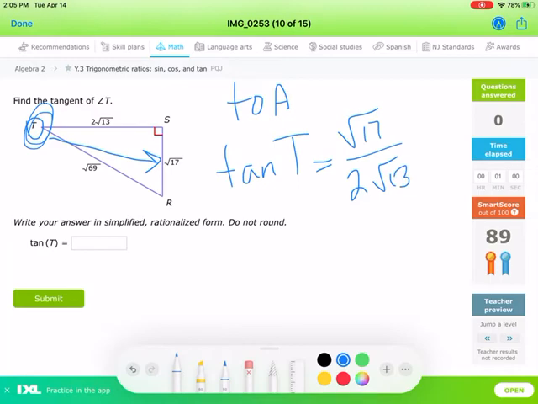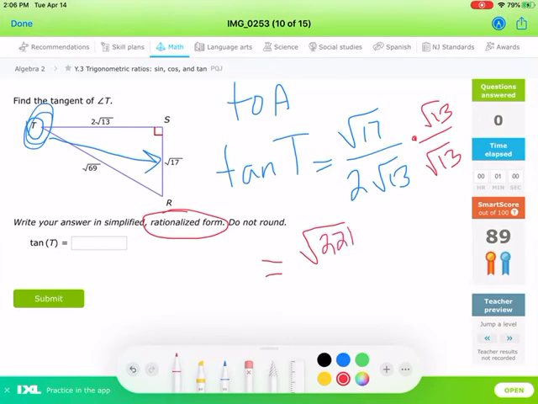Aha. So now, rationalized form. Rationalized form, what it says here, means you cannot have a radical in the bottom. It must be rationalized. So in order to do that, we have to multiply both the top and bottom by root 13. So on bottom, we get 17 times 13. I'm just going to use my calculator real quick. 17 times 13, okay, 221.